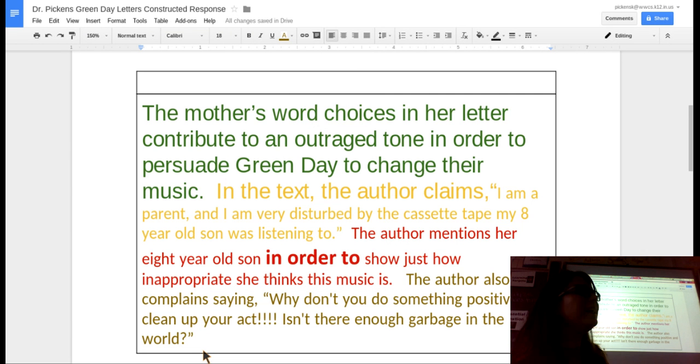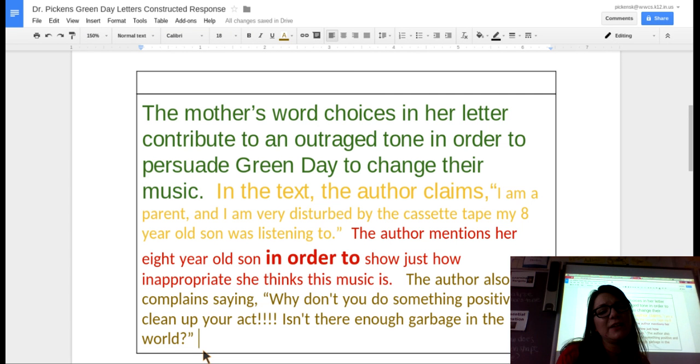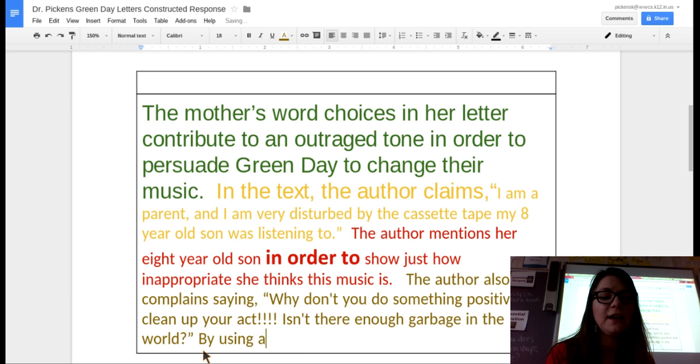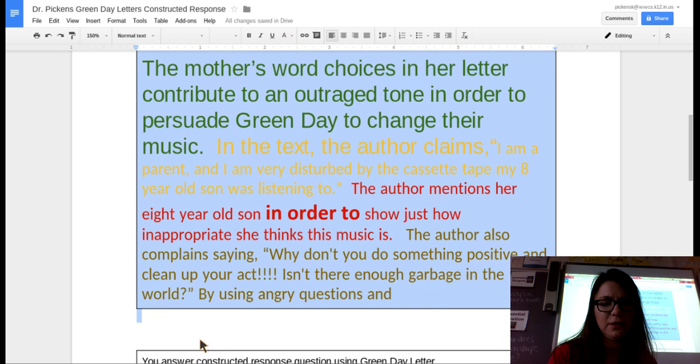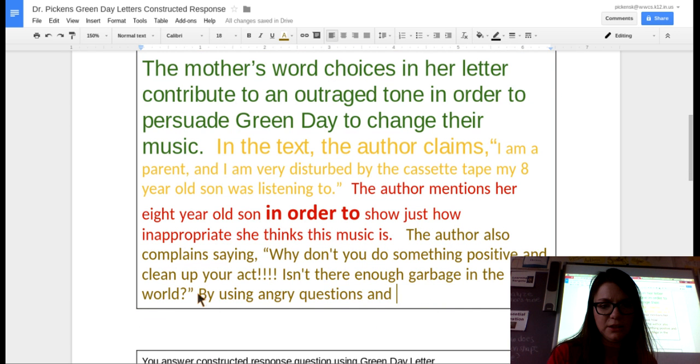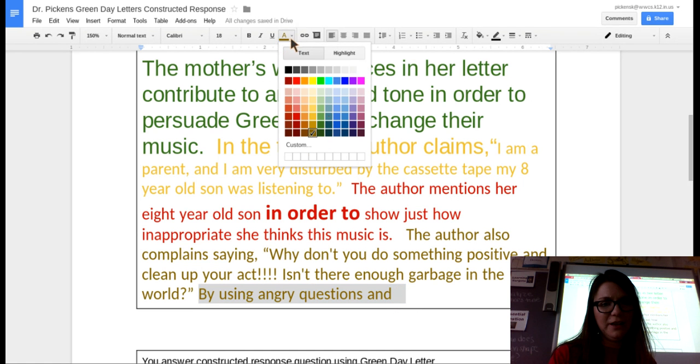Okay. All right, and again, I need to explain, how does this show outrage? And I don't want to say outrage and outrage and outrage over and over again, but I think in this case in the commentary, it's okay to mention that word again to make that connection, okay? By using angry questions, and no, it's yellow. Oh, no, I need to be red at this point. It's not really yellow. We'll just call it yellow though.